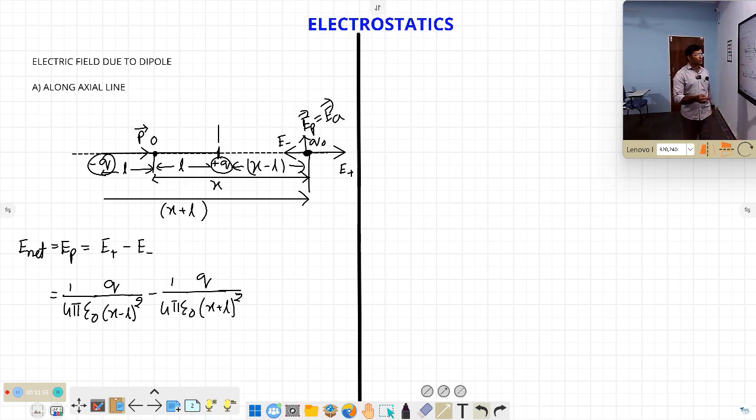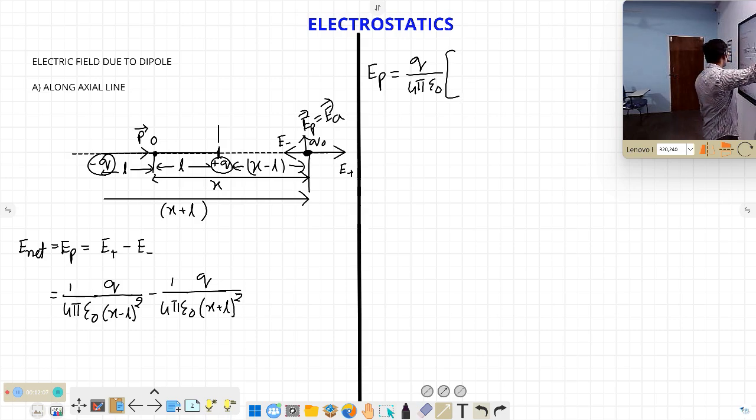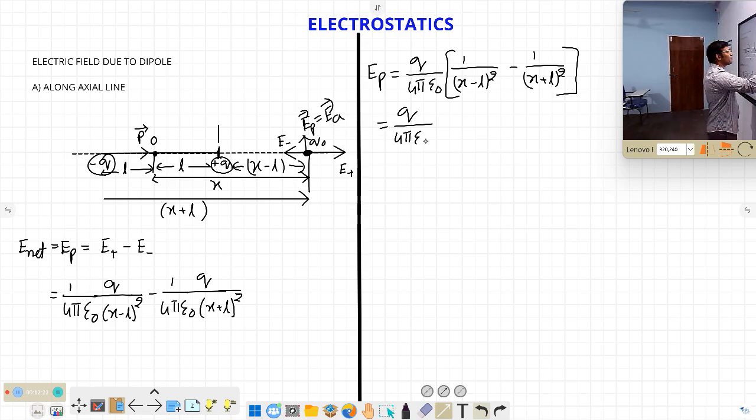Now solve this derivation. We get E net, the electric field at point P, equal to Q by 4 pi epsilon naught taken common, remaining is 1 by (x minus L) whole square minus 1 by (x plus L) whole square. Now take the LCM: Q by 4 pi epsilon naught into (x plus L) whole square minus (x minus L) whole square, by (x minus L) whole square into (x plus L) whole square.